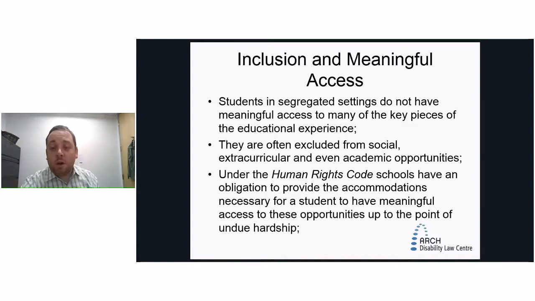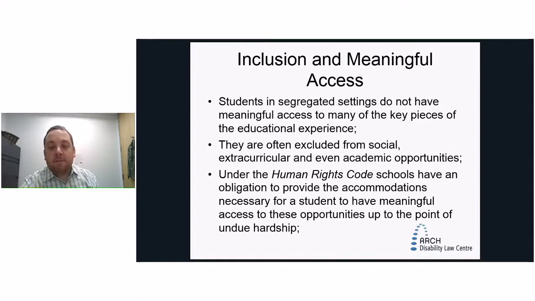And if you can call those aspects of education crucial as part of the actual service of education, and there's a lot of case law that suggests that you can, then there's a really good human rights argument to say that that is part of meaningful access. That inclusion and the benefits that come from inclusion are part of what it means to give a student with a disability meaningful access to education.